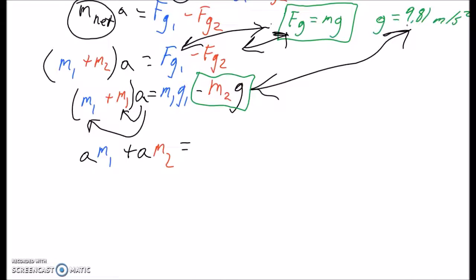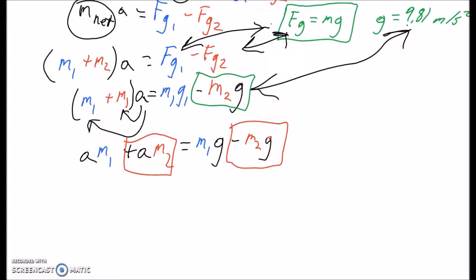Equals M1G minus M2G. Okay, so now we have two nice looking terms, like we did before for the double binomial, that have our unknowns in it. Everything else is known except for the m2, which is in red.